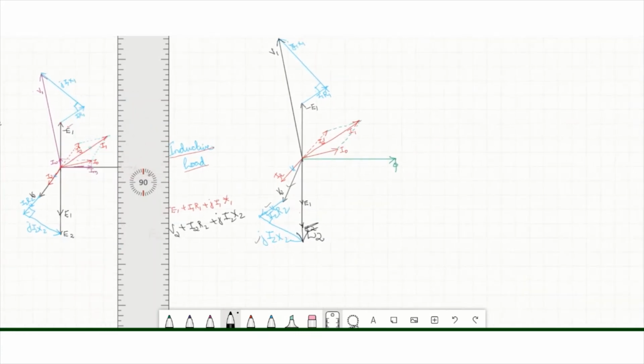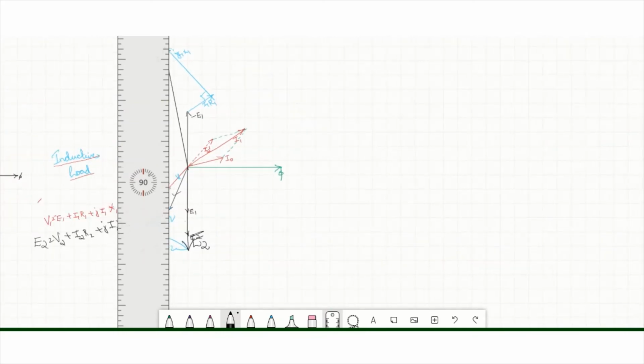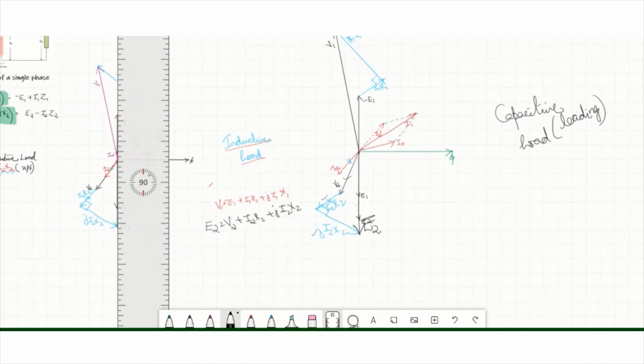Now consider the case of capacitive load. Capacitive load means it will be a leading power factor load. Power factor will be leading. Inductive load means power factor will be lagging. So a lagging power factor load means inductive load.